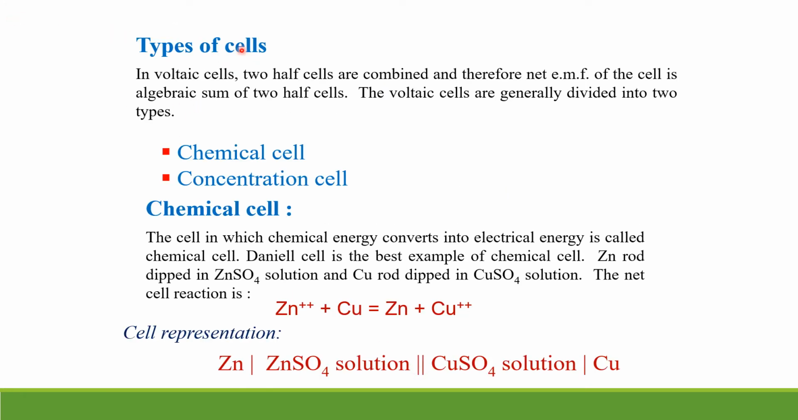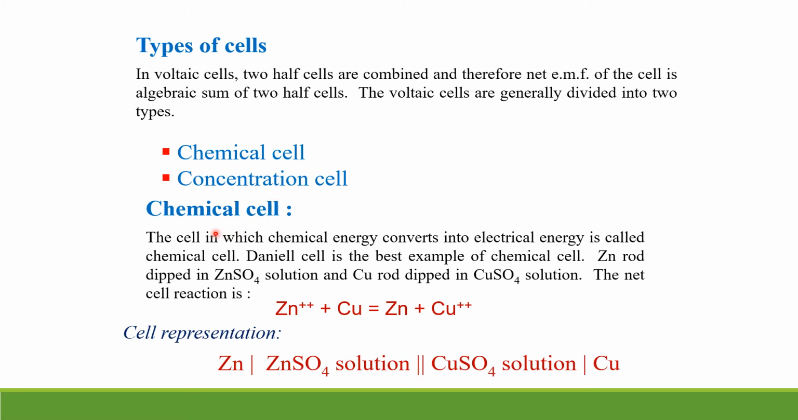Now we'll discuss the types of cells. In voltaic cells, two half cells are combined, and therefore the total EMF, the net EMF of the cell, is the algebraic sum of the two half cells. That means the total EMF of the complete electrochemical cell is equal to the addition of EMF of two half cells. The voltaic cells are generally divided into two types, chemical cell and concentration cell.